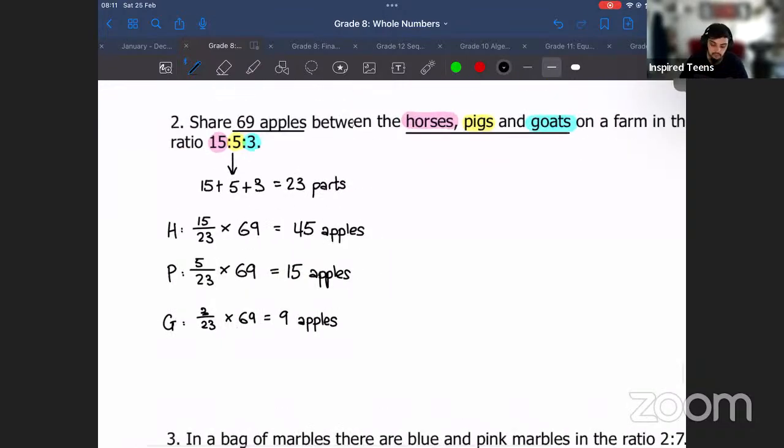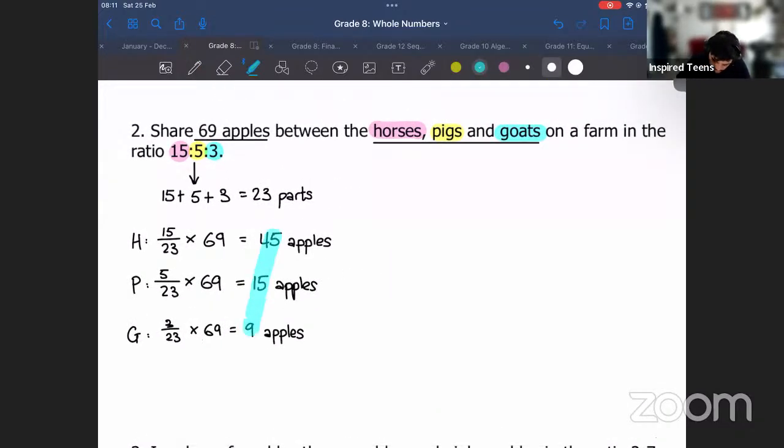Okay, and of course you can double check by adding those 3 up, and when you do add them up, you get 69. That's just to double check that you have got the correct answer, because obviously in total all the apples need to add up to the total number of apples.